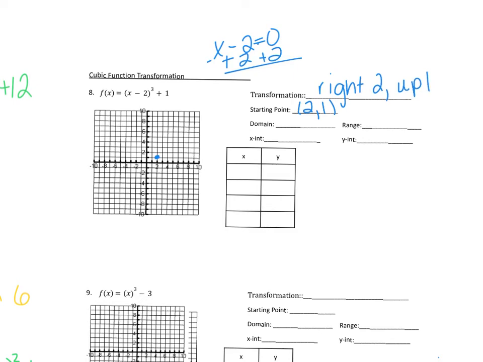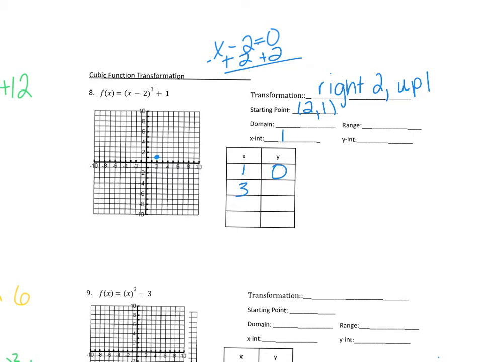Remember, your cubic function is curved. So I'm going to plug in 1 and 3. Now this is not symmetrical, so you need to pay attention to that. So I'm going to do 1 minus 2 is negative 1. Negative 1 cubed is negative 1. Negative 1 plus 1 is 0. Boom! I found my x-intercept.